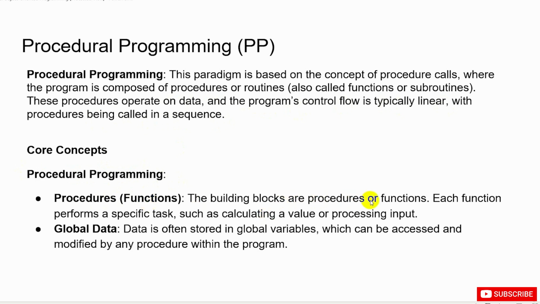The core concepts of procedural programming are the procedures, or functions, which are the building blocks and perform a specific task such as calculating a value or processing input. Another core concept is global data. Data is often stored in global variables, which can be accessed and modified by any procedure within the program.